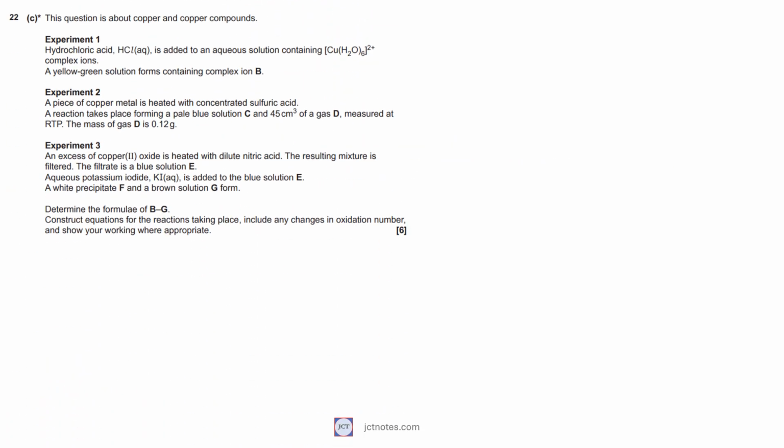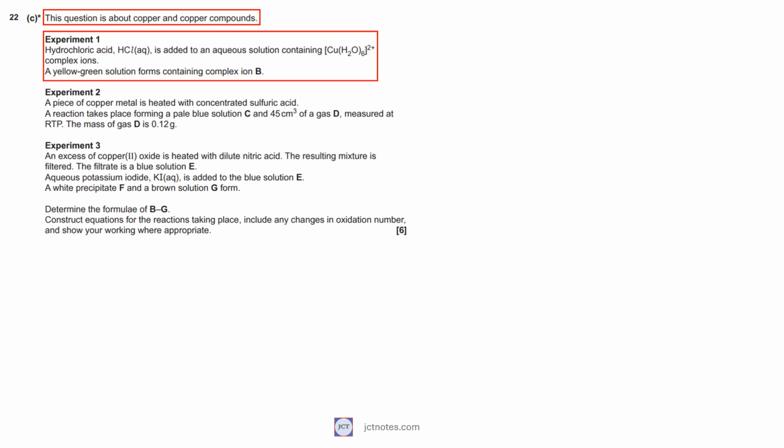Part C of question 22 is about copper and copper compounds. Three experiments have been performed. In experiment 1, hydrochloric acid is added to an aqueous solution containing aqueous copper(II) complex ions. A yellow-green solution forms containing complex ion B. In experiment 2, a piece of copper metal is heated with concentrated sulfuric acid. A reaction takes place forming a pale blue solution C and 45 cubic centimeters of a gas D, measured at room temperature and pressure. The mass of gas D is 0.12 grams.